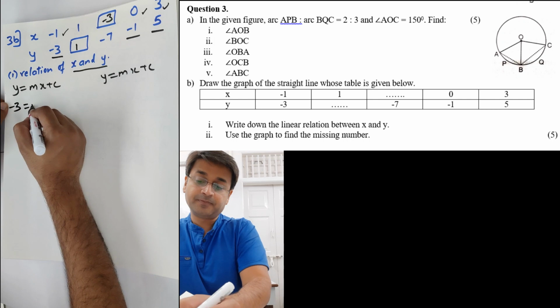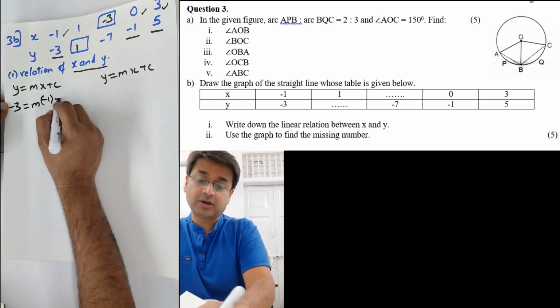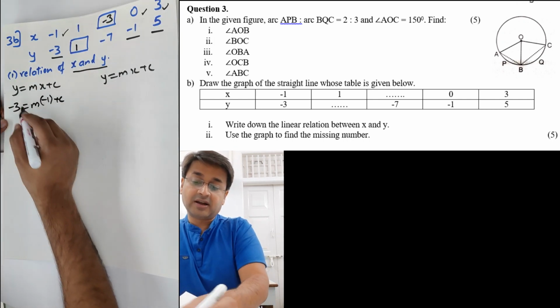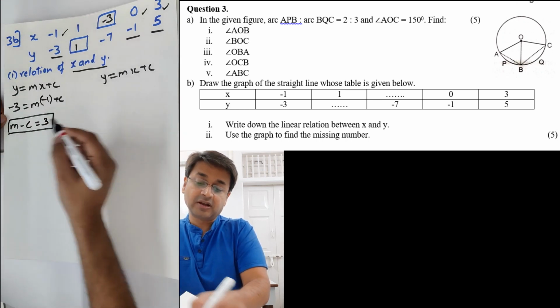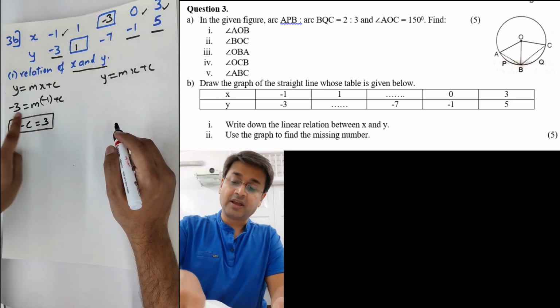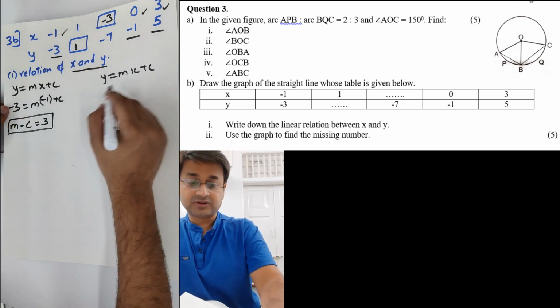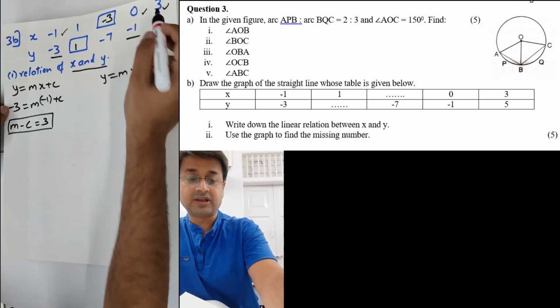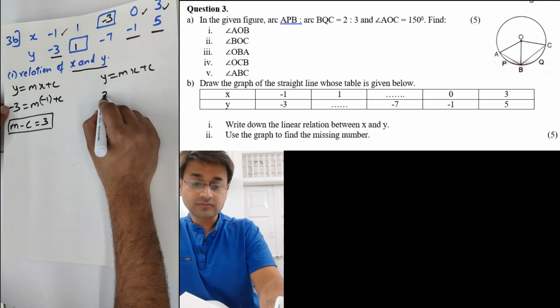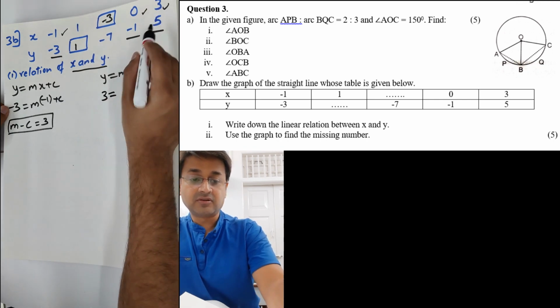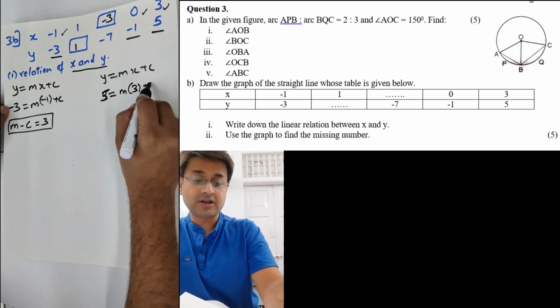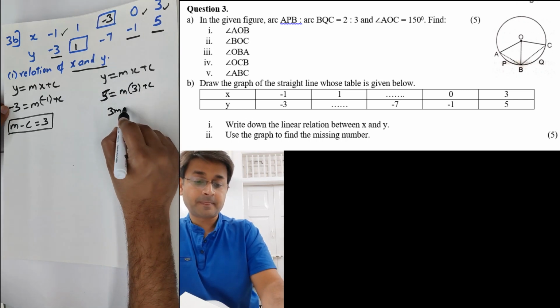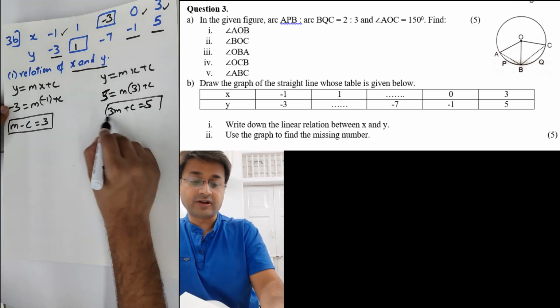So -3 equals m into -1 plus c. So I will get m going on the other side, c also on the other side, and 3 on this side. So this m becomes positive, and this comes here, so positive. Likewise here, y I'm taking as 5, m into x is 3, plus c. So I will get 3m plus c equals 5.